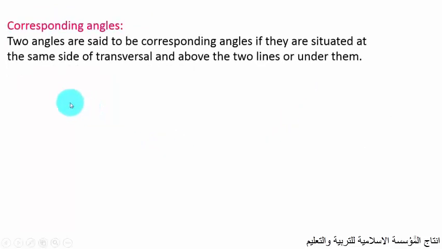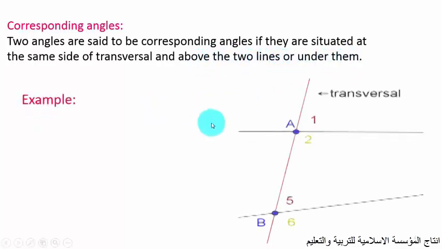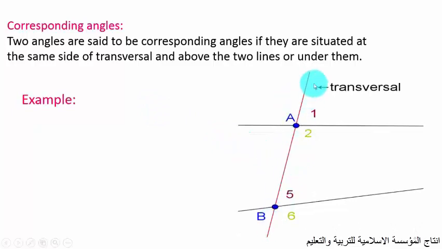Now, my lovely students, corresponding angles. Two angles are said to be corresponding angles if they are situated on the same side of the transversal and above the two lines or under them. Example. Look here at the figure. AB is the transversal. Look for angle A1 and angle B5. They are on the same side of the transversal and the two angles are above the two lines, so we can say that A1 and B5 are called corresponding angles.